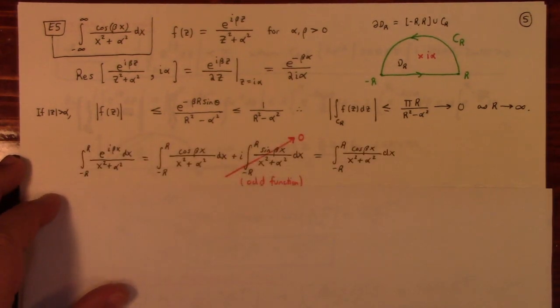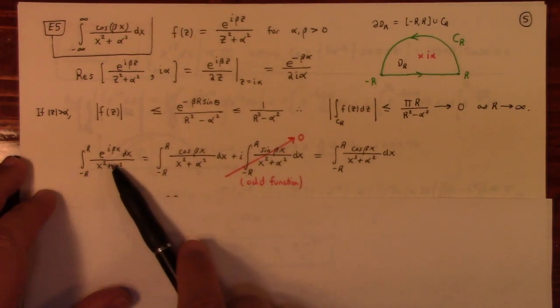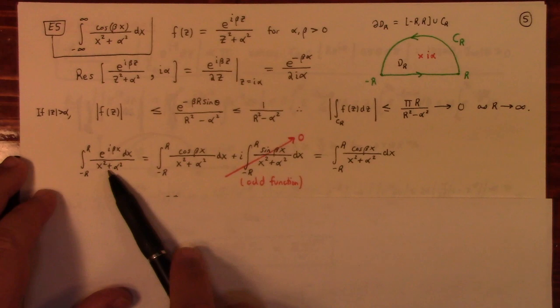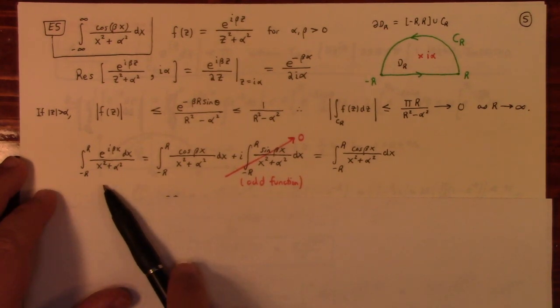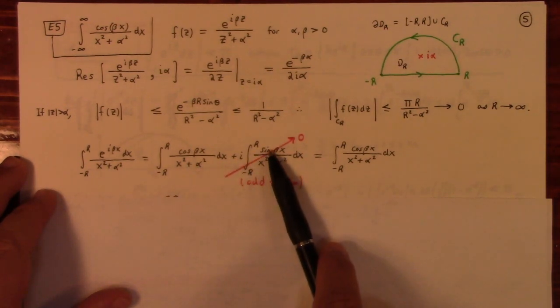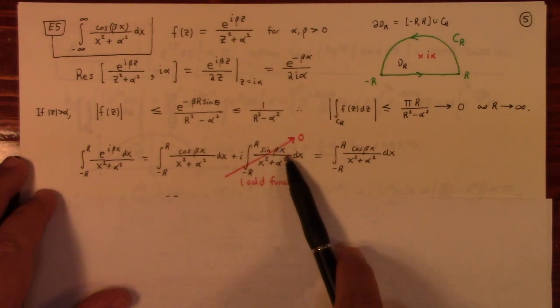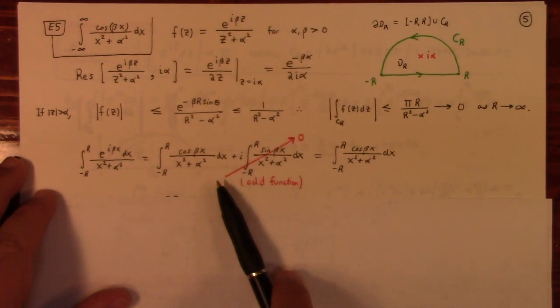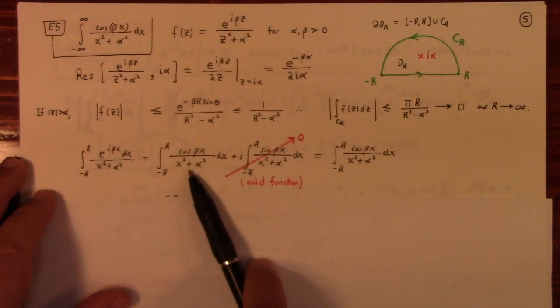And then the integral from minus r to r of e to the i beta x over x squared plus alpha squared gives me two pieces. It gives me the cosine and the sine. But the sine piece is an odd function, so that integrates to 0. That's the piece we're interested in.